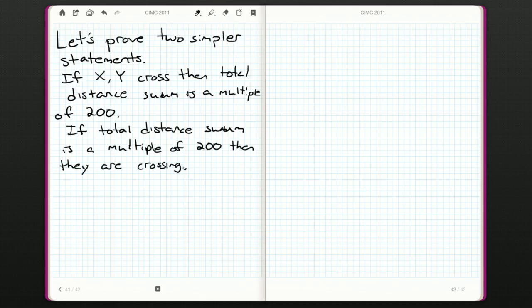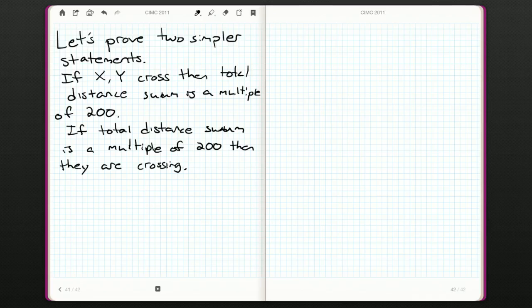Alright, so two statements. If x and y cross, then the total distance swum is a multiple of 200. And conversely, if the total distance swum is a multiple of 200, then they must be crossing. Two simpler statements that don't rely on what exactly that multiple of 200 will be. Try and see for yourself how this implies the previous statement, that if it's their nth crossing, they must have swum 200N. But we're not going to get into that unless we really need it. So let's try and prove these. Let's prove one of them.